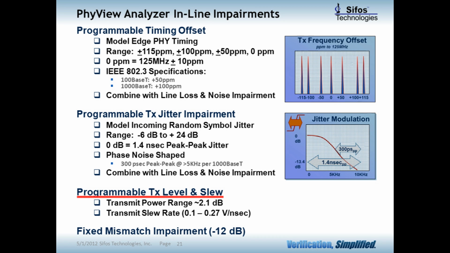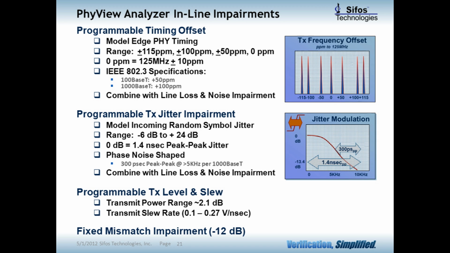Test ports offer some degree of amplitude and slew rate configuration. Wideband output power may be configured over a 2.1 dB range, while slew rate may be configured between 0.1 and 0.27 volts per nanosecond. This latter capability, when combined with worst-case insertion loss, can be used to produce the highest degree of high-frequency attenuation that a 100 or 1000 base T receiver can possibly experience under the standards.